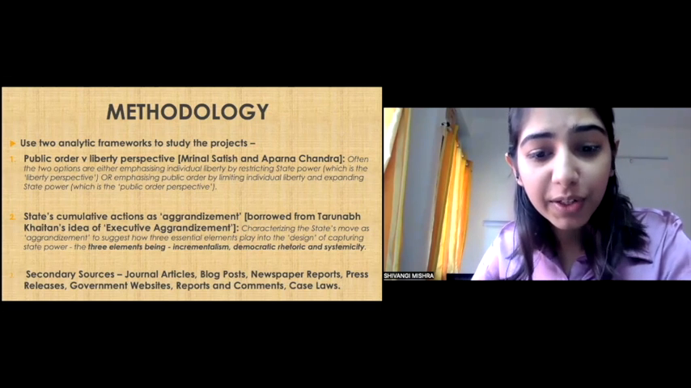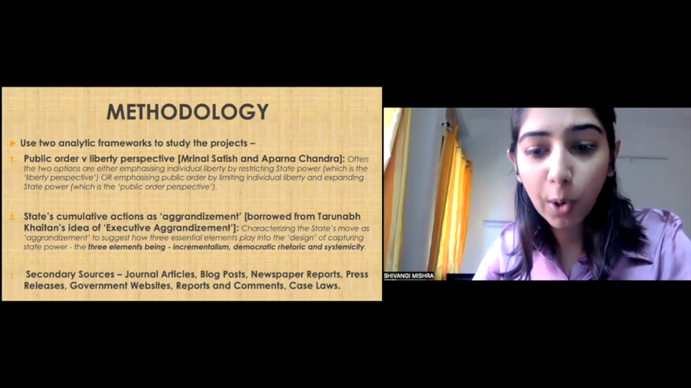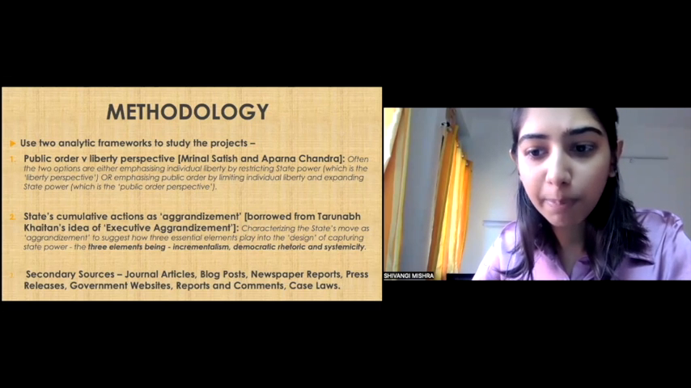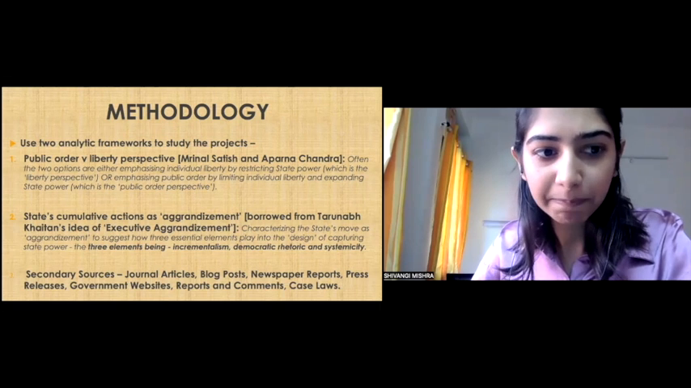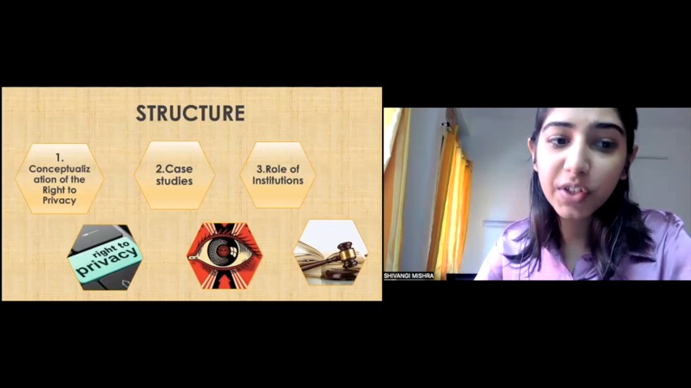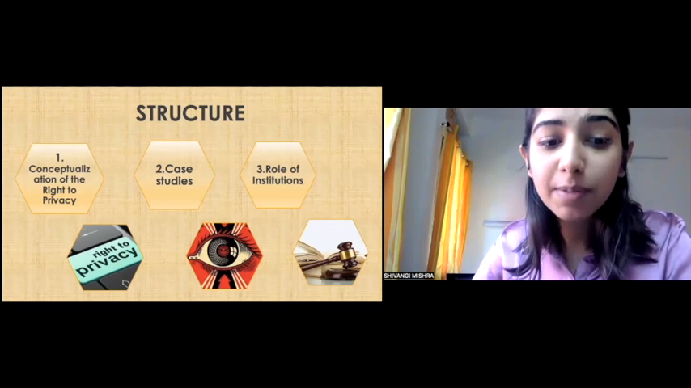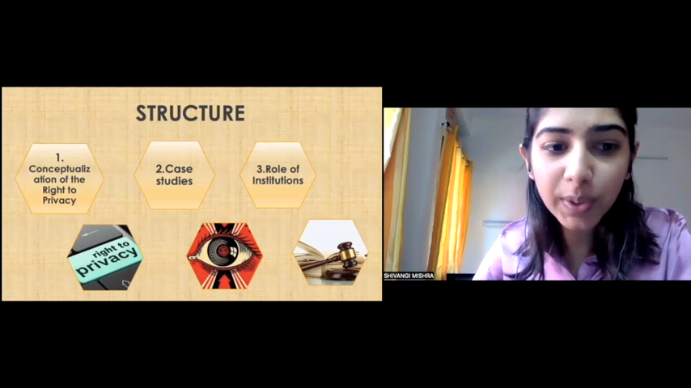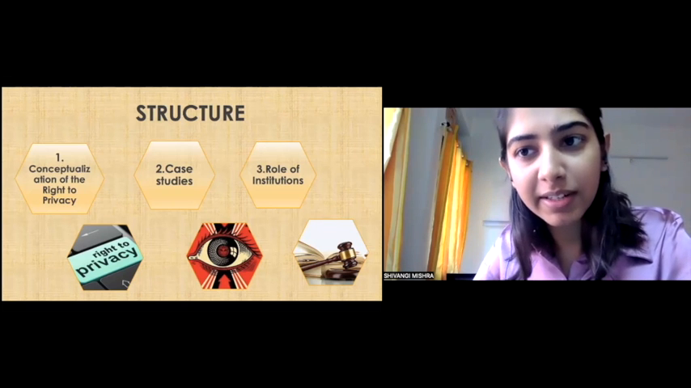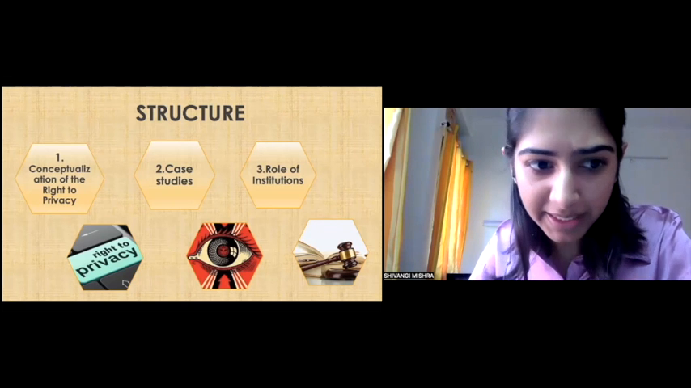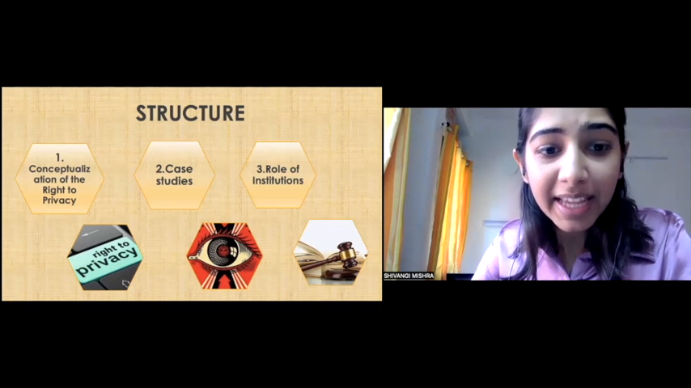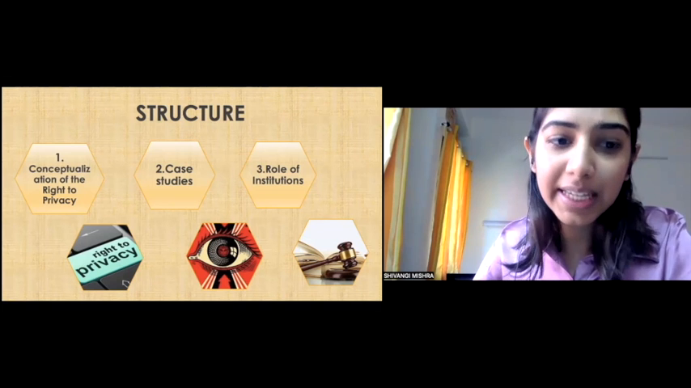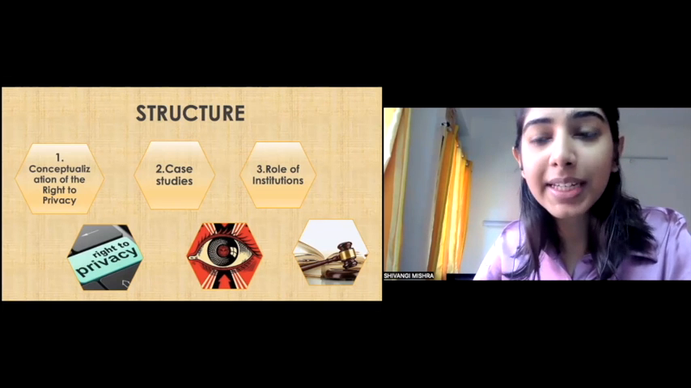The sources I've referred to in my paper are journal articles, blog posts, newspaper reports, press releases, government websites, reports and comments, and case laws. And the way I have structured my paper is that the first part outlines the history and evolution of the right to privacy and its eventual conceptualization, as was deliberated in the Constituent Assembly debates, and then further interpreted by the Indian courts.